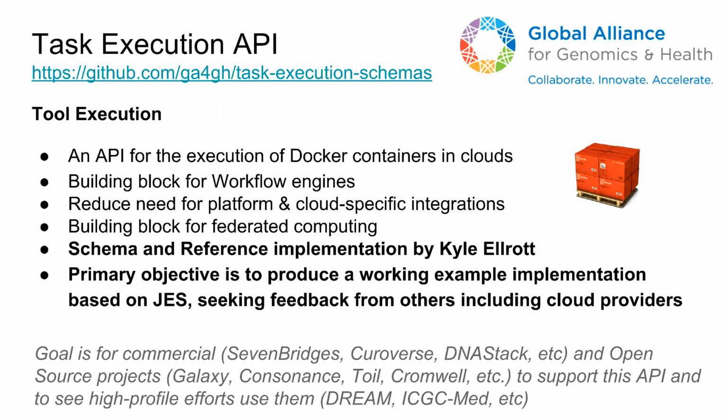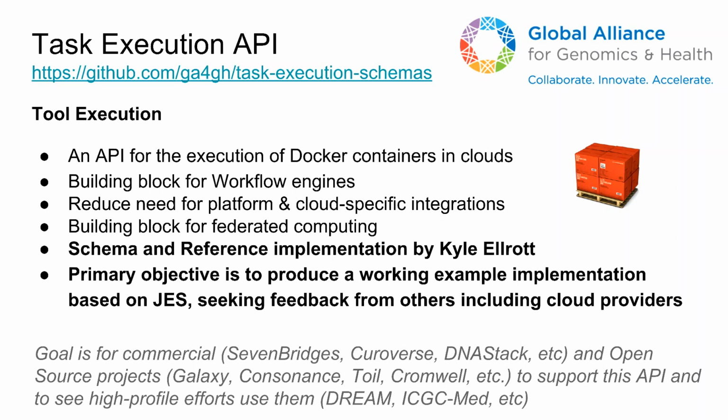So in order to do that, we need API standards for how you execute tasks, individual tools in Docker, and how you execute full-on workflows. So the tool execution API standard from the GA4GH is moving forward. And again, that's an API for the execution of Docker containers in cloud environments. This can be a building block of workflow engines, so things like Toil or Cromwell can use this to execute on different cloud environments.